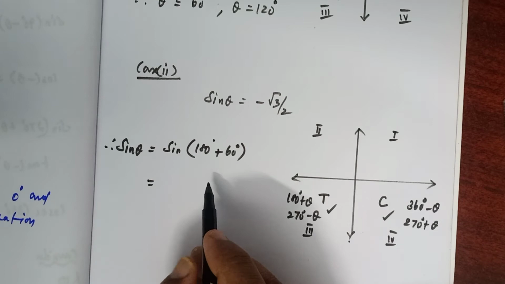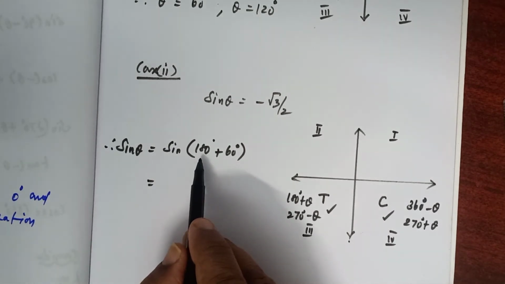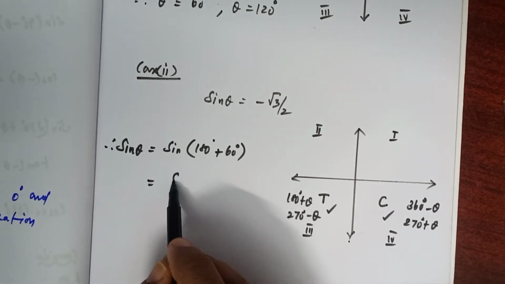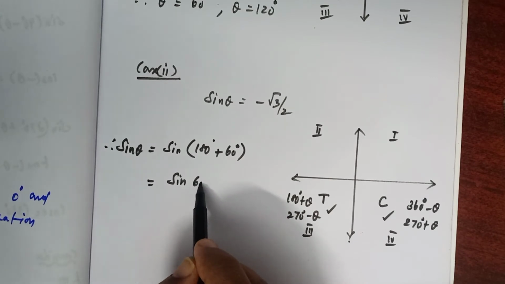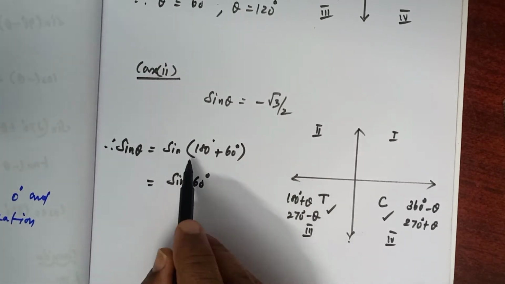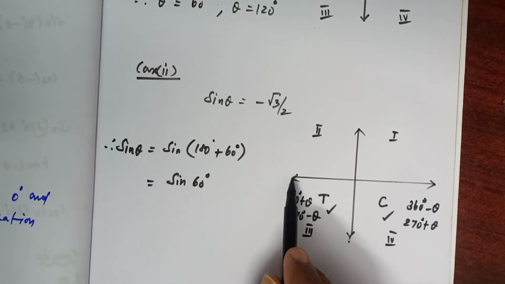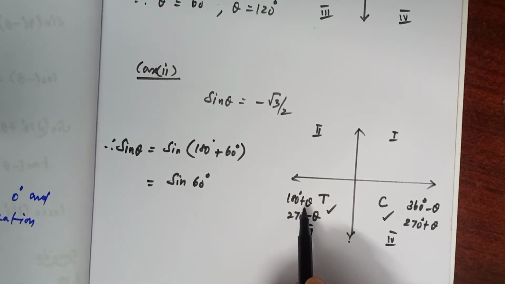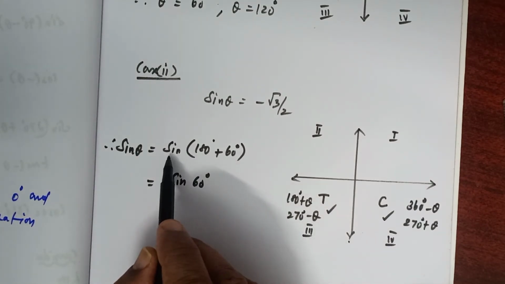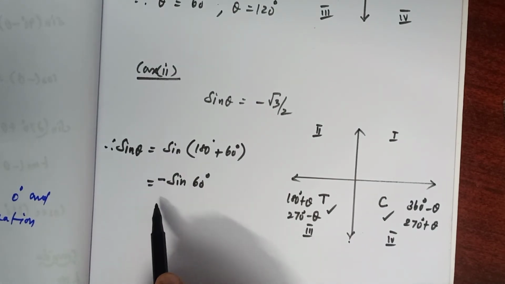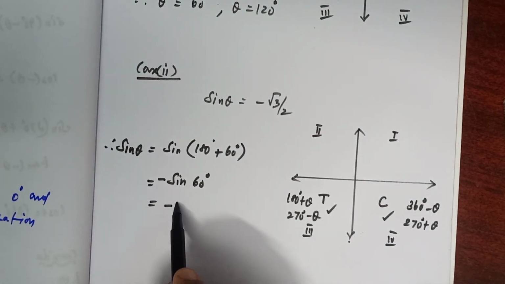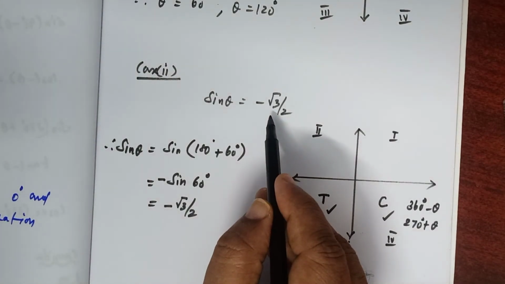I will verify now. For 180, sine becomes sine. What is the angle here? 60 degrees. 180 plus 60 lies in which quadrant? Third quadrant. In the third quadrant tan is the only positive. Outside the bracket we have sine, therefore it is negative, that is equal to minus root 3 by 2. Sine 60 value is root 3 by 2. Look at that, we have minus root 3 by 2.